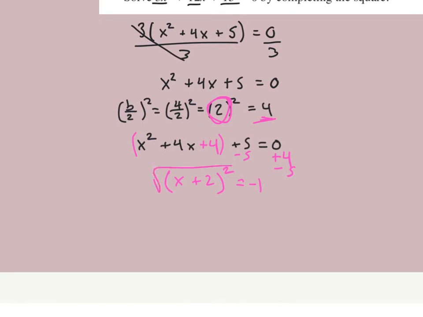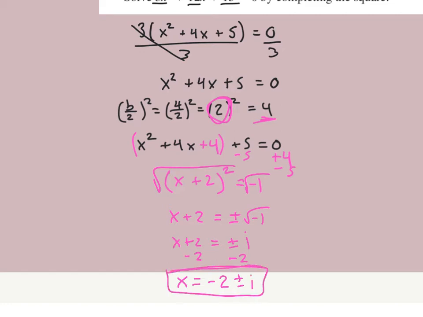Now we take the square root of both sides. So we have x plus 2 is equal to plus or minus the square root of negative 1. We know the square root of negative 1 is i. So this is x plus 2 is equal to plus or minus i. And then we can just subtract 2 on both sides. So this is now x is equal to negative 2 plus or minus i. These are our two solutions to our equation.